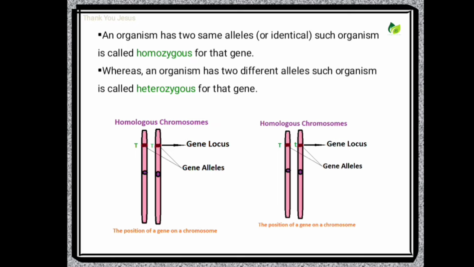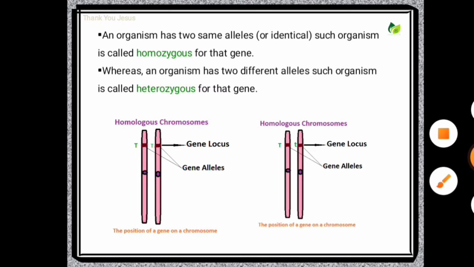Generally alleles are symbolized with some basic symbols. For example, capital T is used for tallness and small t is used for dwarfness. If an organism has two same alleles, or two identical alleles, such an organism is called homozygous for that gene. Whereas if an organism has two different alleles, such an organism is called heterozygous for that gene.